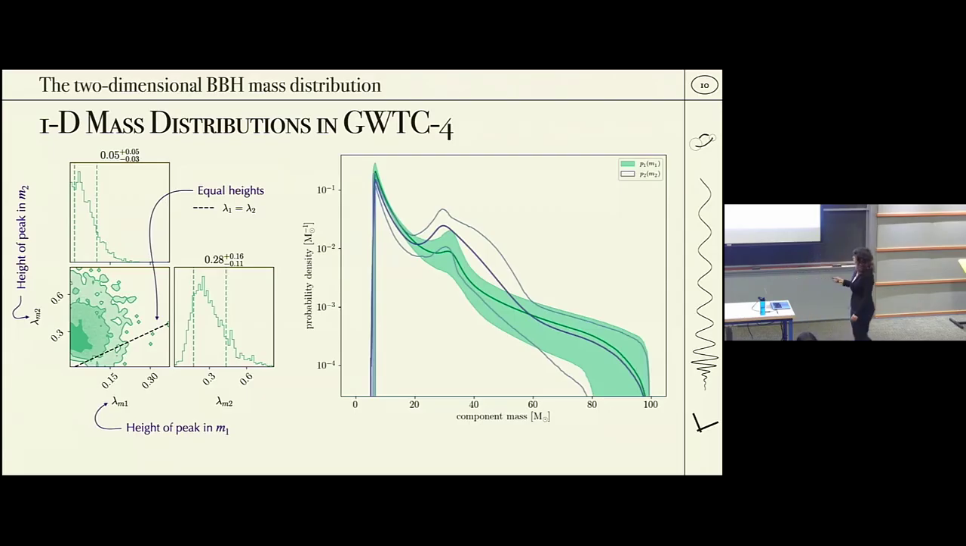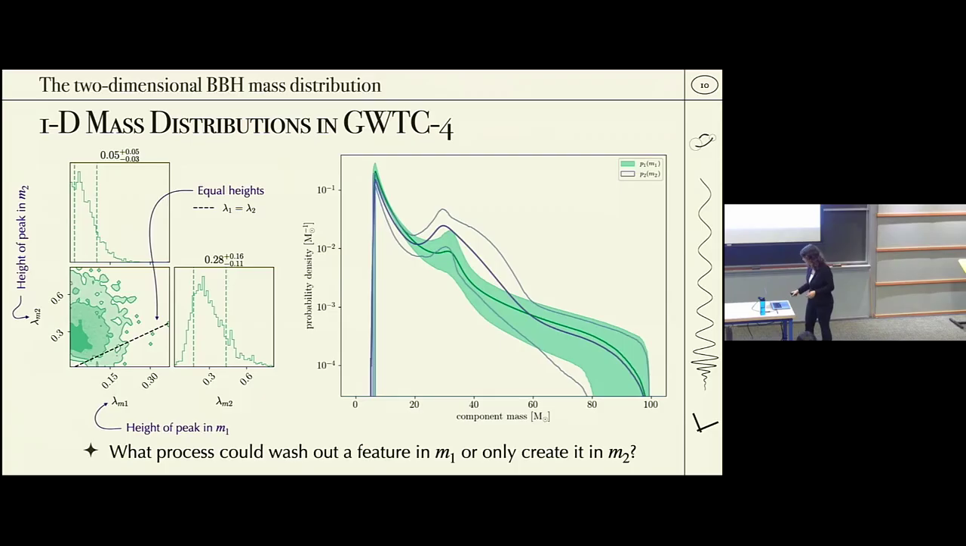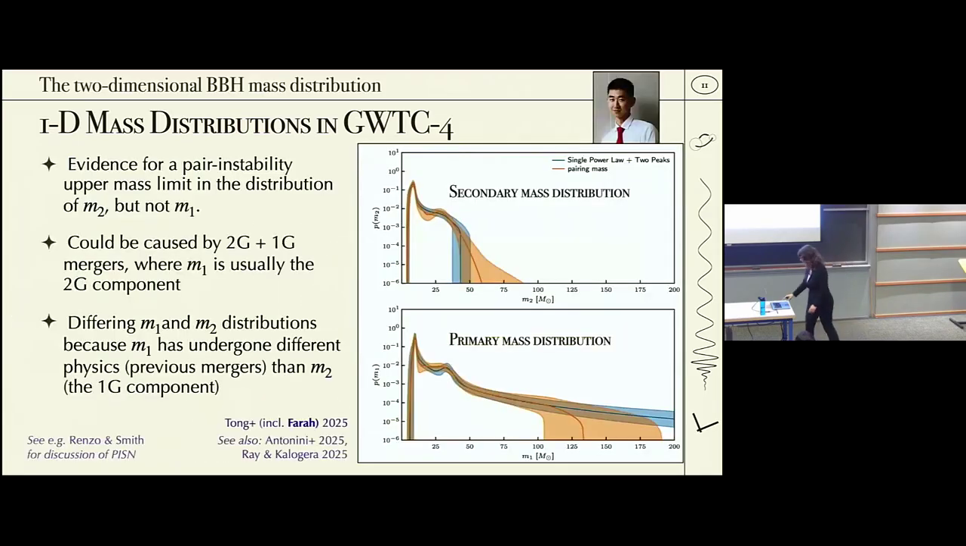But if we take this at face value, I think that's a bit puzzling, or at least important to consider when trying to explain what this 35 solar mass peak is. So I'm not sure if this worsens or improves the mid-30s crisis. But with all of the new data in GWTC4, we also have better models. We can fit more complicated and sophisticated models than whatever's going on here. So I think, oh yeah, right. I want to know, what process could wash out a feature in M1 or only create it in M2? And I think these models maybe answer that question.